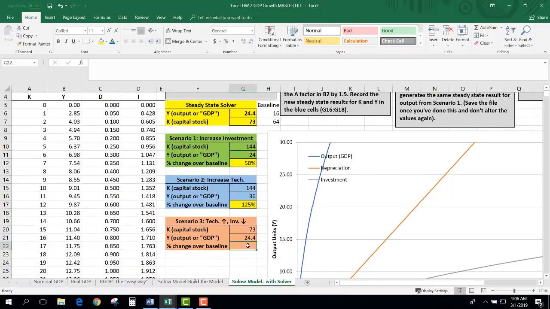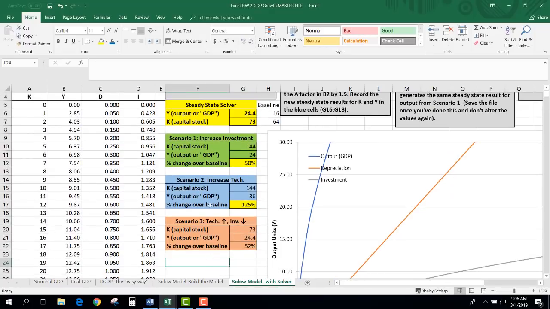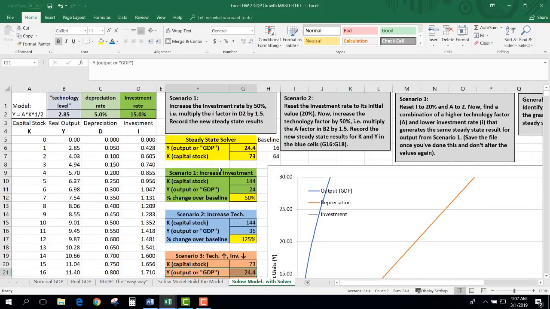And my percent change over my baseline is going to be now 24.4 minus 16 divided by 16. So it's approximately 52%. Okay, so demonstrating the power of new technology in the economy, we can have less investment and still have growth and output with an increase in technology.